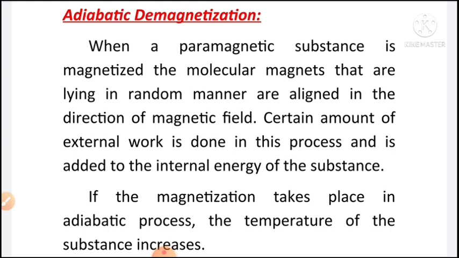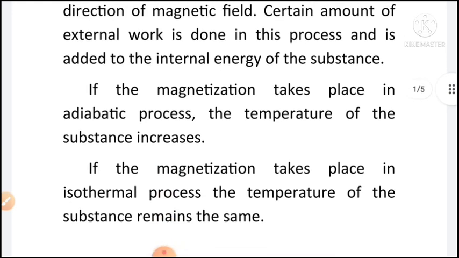When a paramagnetic substance is magnetized, the molecular magnets that are lying in a random manner are aligned in the direction of the magnetic field. A certain amount of external work is done in this process and is added to the internal energy of the substance. You know how we can do external work? By applying the magnetic field. See, there is one more point.